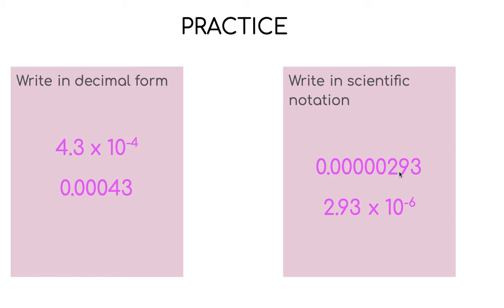Okay, over here it was your job to move the decimal place over here between the 2 and the 9, and then count how many times you would have to divide it by 10. 1, 2, 3, 4, 5, 6, which is why we have times 10 to the power of negative 6.